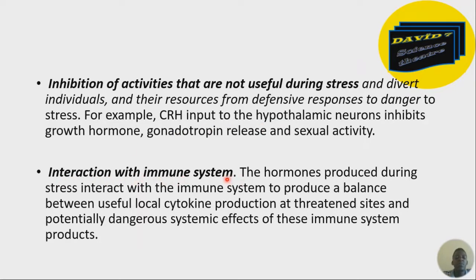Interaction with the immune system. The hormones produced during the stress interact with the immune system to produce a balance between useful local cytokine production at threatened sites and potentially dangerous systemic effects of these immune system products. That is what happens. There's an interaction with the immune system, these very hormones. They interact with the immune system to produce just a balance between useful local cytokine production at threatened sites and potentially dangerous systemic effects of these immune system products.